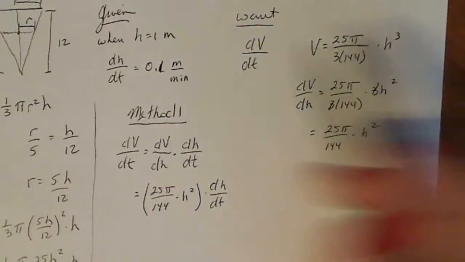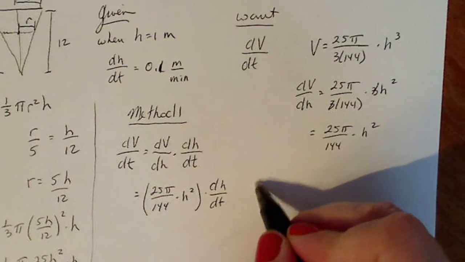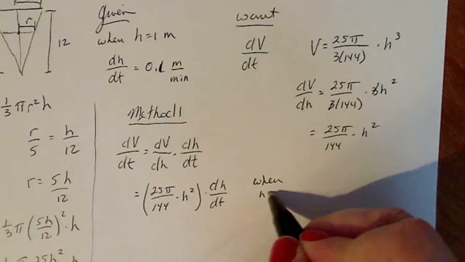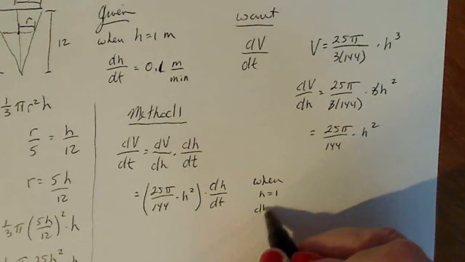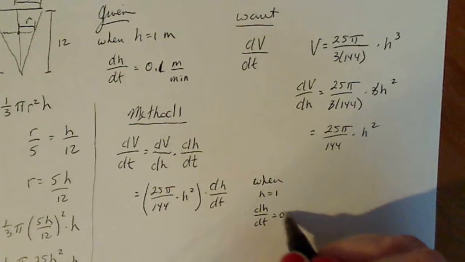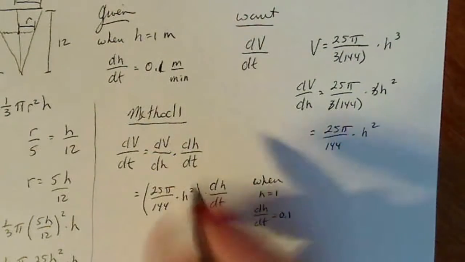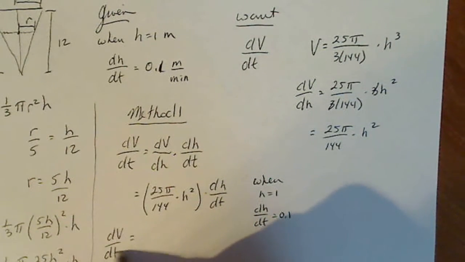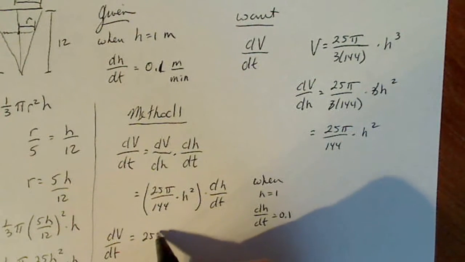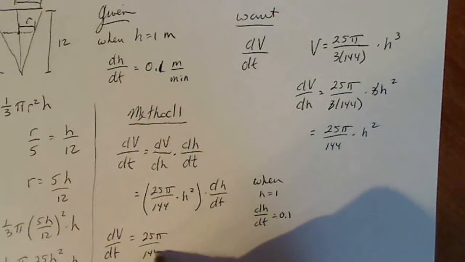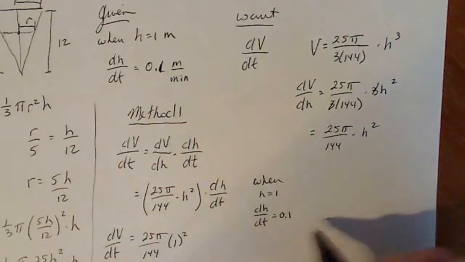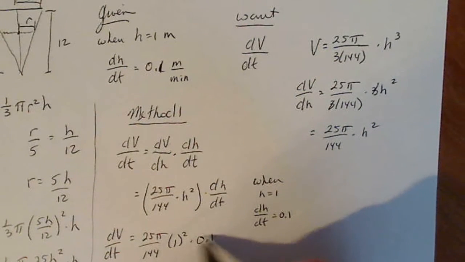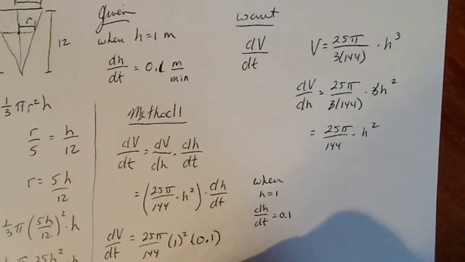Now, the information that's given to me is when h equals 1, dH/dt is equal to 0.1. So now I'm going to plug all that in to finally come up with my number for dV/dt. So that's 25 pi over 144 times 1 squared times 0.1. And let's see what that number comes out to be.